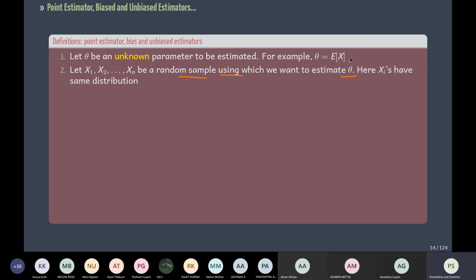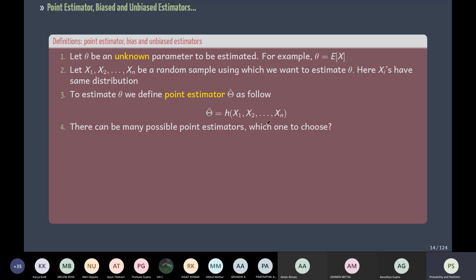So using this sample, we want to estimate the average of the whole population, right? Here the xi's have the same distribution, because they are random samples, obviously. To estimate theta, we define a point estimator theta hat as follows. The reason it's called a point estimator is because I get the estimate by putting point-wise values of the random variables x1 to xn. That's why it's a point estimate.